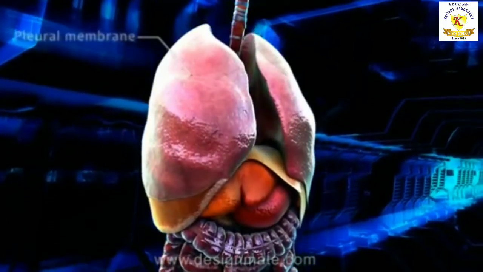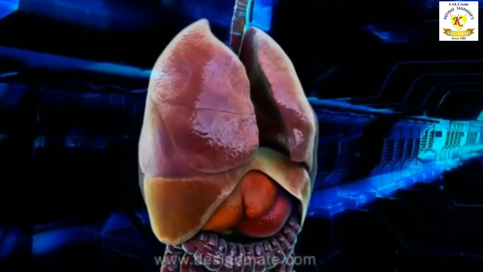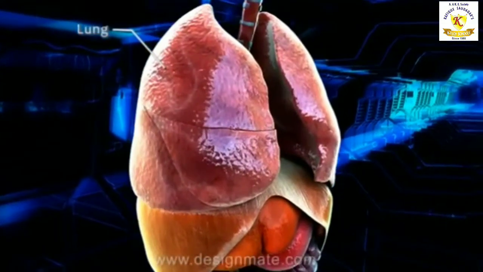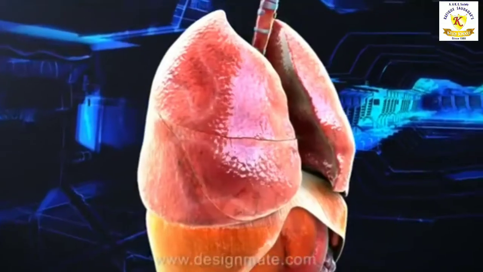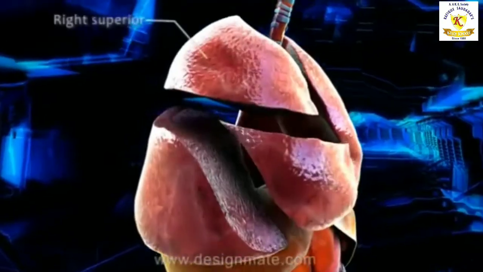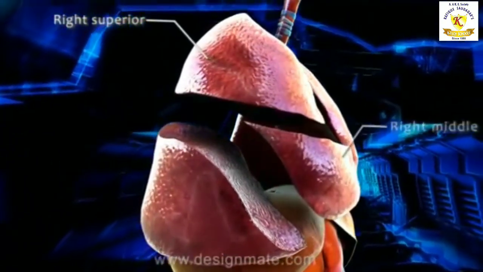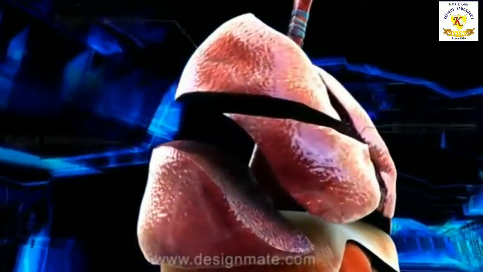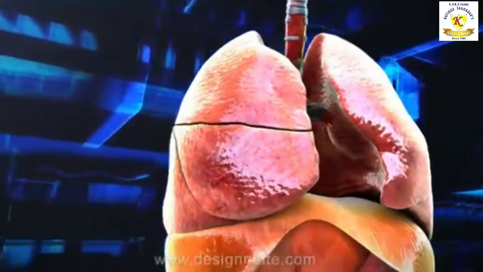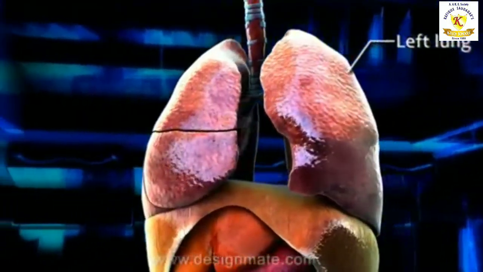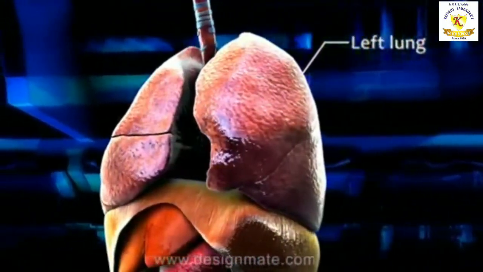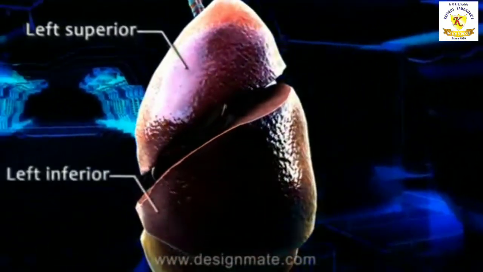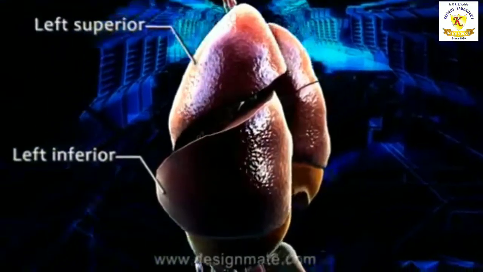Present within the rib cage are the pleural membrane, which encloses the lungs. The right lung is divided into 3 lobes: right superior, right inferior and right middle. The left lung is smaller and has only 2 lobes, the left superior and the left inferior lobe.